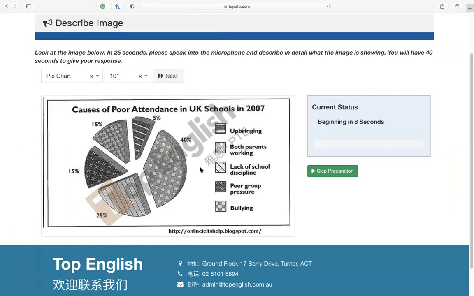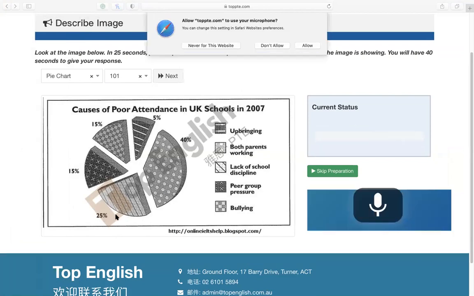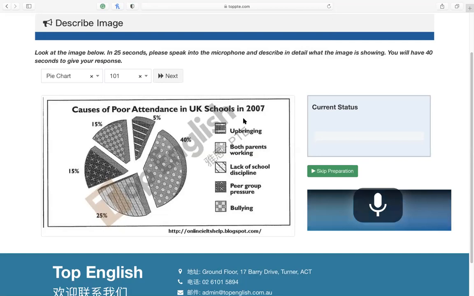Again, you don't have to explain that, okay, this represents both parent working and it's about 15% more than lack of school discipline, because the more you try to explain, the more you pause and hesitate. So again, you'll go the same pattern.